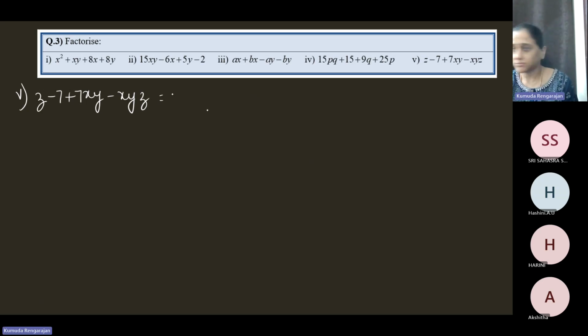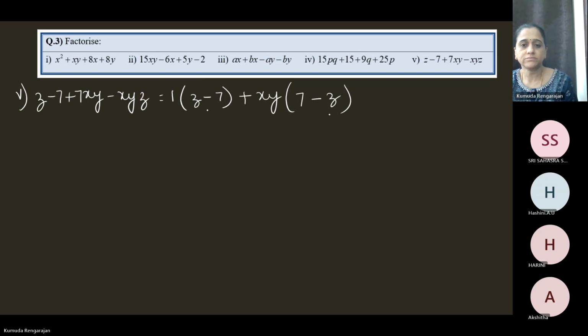Yeah. First, z minus 7. This is first. Z minus 7 plus xy, where xy is multiplied by the bracket 7 minus z. So here in the brackets, we have z minus 7 and 7 minus z. They are not the same. Z minus 7 and 7 minus z, they are not equal. So what should you do? Change the signs.